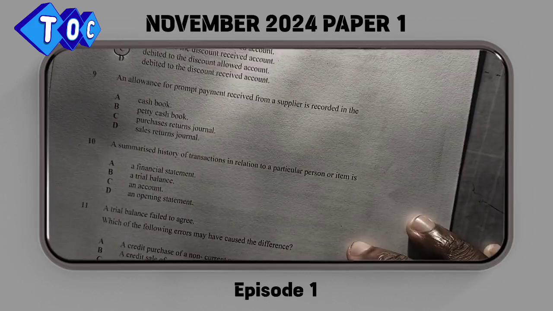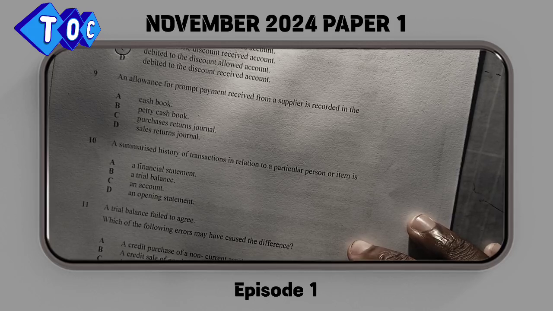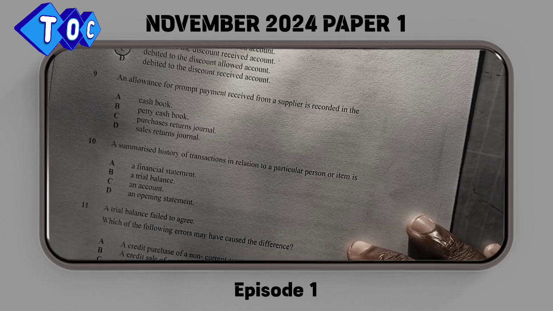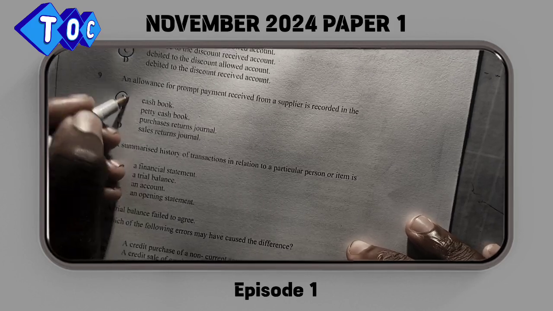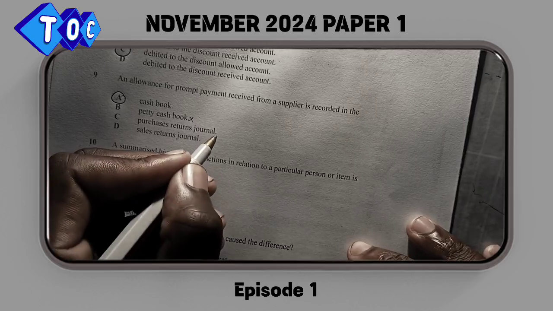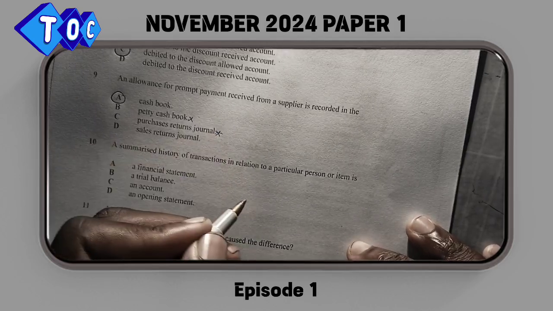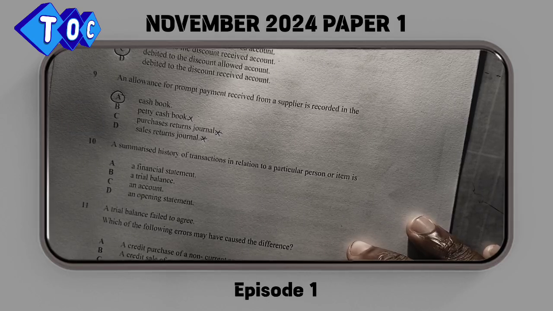Moving on to number 9, an allowance for prompt payment received from a supplier is recorded in the. The question is simply talking about discount received. Discount received, as we all know, is recorded in the Cash Book. It is not recorded in the Petty Cash Book. It is not recorded in the Purchases Returns Journal, in the Sales Returns Journal. So the correct answer is A.